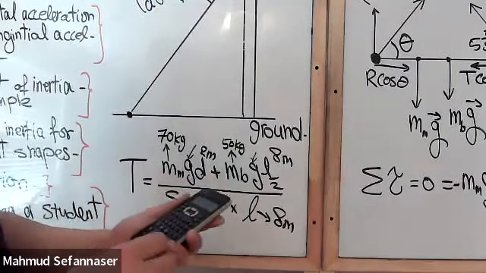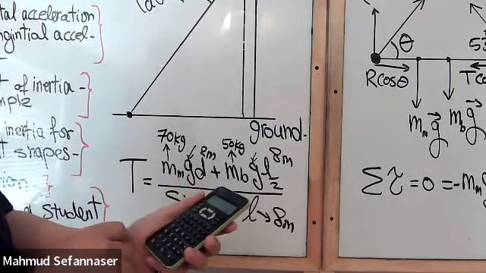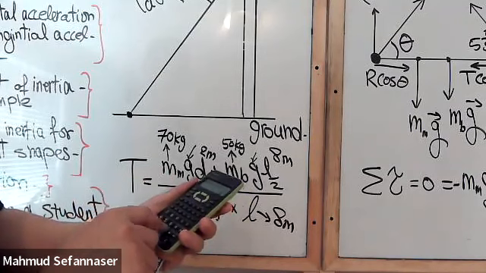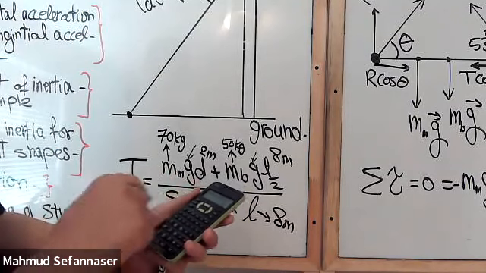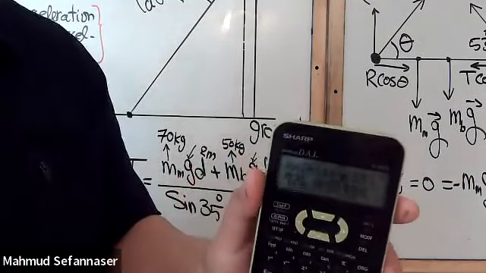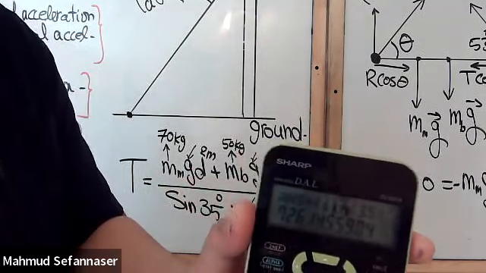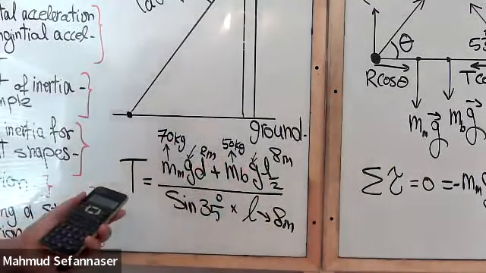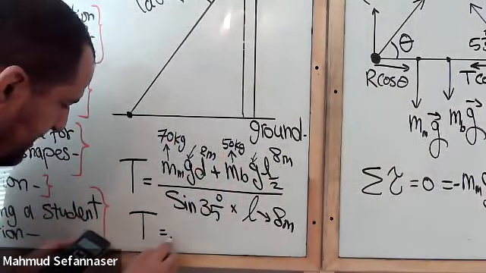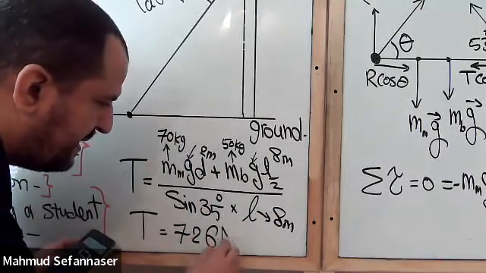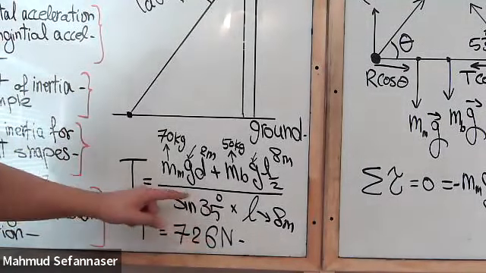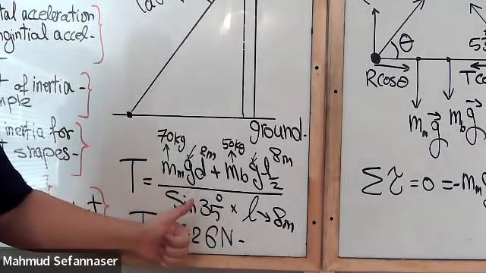Now I will divide this number, guys, by sine 35 times 8. Let's see what will happen. So we have 726 Newtons. This is a very high force, but T is equal to 726 Newtons. So this is the tension force, guys. We could manage to figure out the tension force, which is very good.